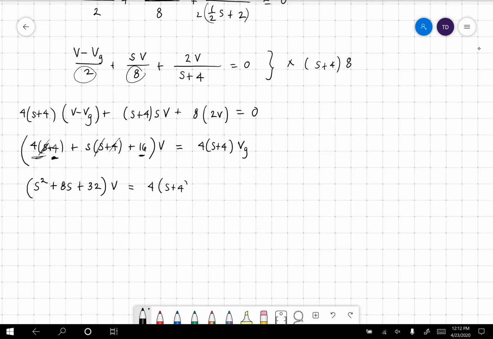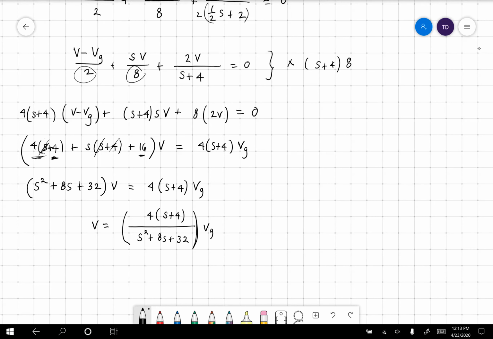And we know we love polynomials because we have to factor them when we do partial fraction expansion. You're always going to get polynomials, always. So now I'm going to solve for V. V equals 4 times S plus 4 divided by S squared plus 8S plus 32. And all of that multiplies VG. So I'm going to just put this in parentheses.